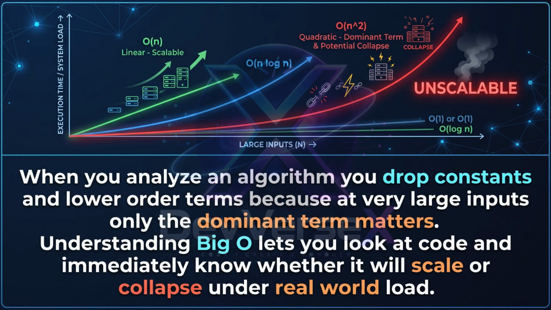When you analyze an algorithm, you drop constants and lower order terms because at very large inputs, only the dominant term matters. Understanding Big O lets you look at code and immediately know whether it will scale or collapse under real-world load.